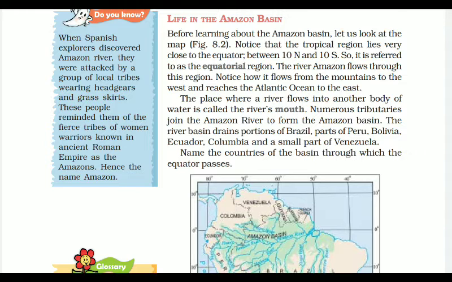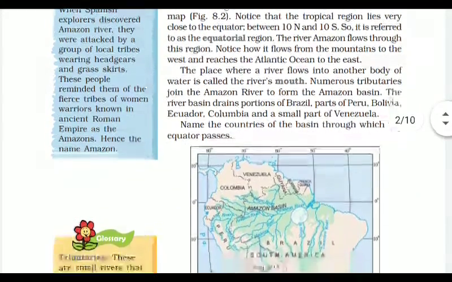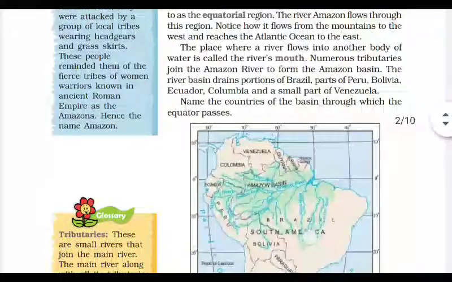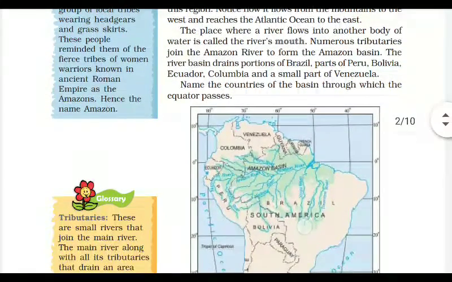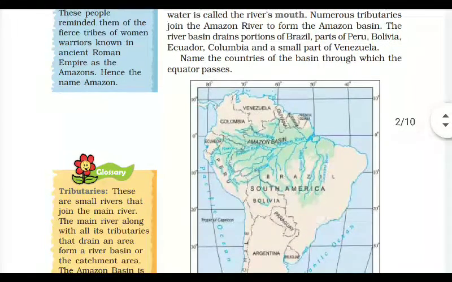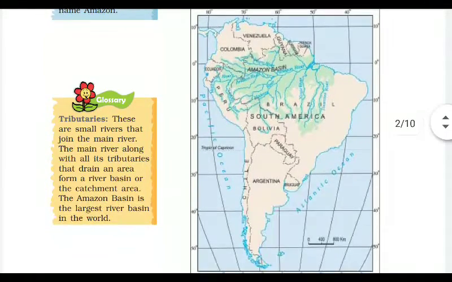The place where a river flows into another body of water is called the river's mouth. You must underline these things. They might ask you what the river's mouth is, and you can give this answer. Numerous tributaries join the Amazon River to form the Amazon basin. The river basin drains a portion of Brazil, parts of Peru, Bolivia, Ecuador, Colombia, and a small part of Venezuela. Name the countries of the basin through which the equator passes.